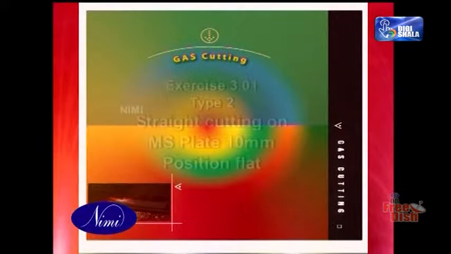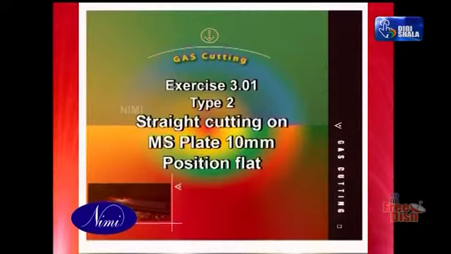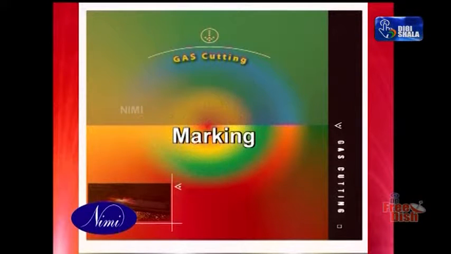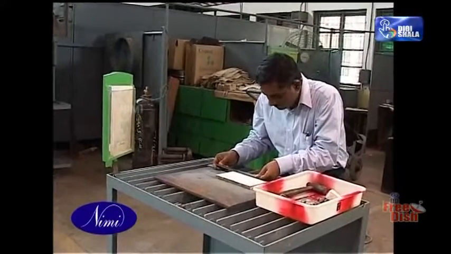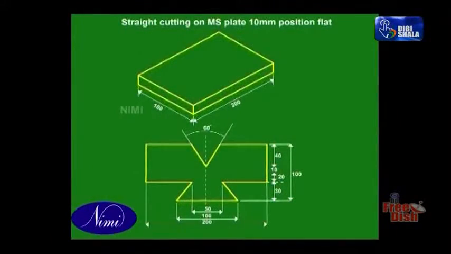Exercise 3.01 Part 2. Straight cutting on MS plate. Position flat. Marking. Before marking, refer to the sketch for outside dimensions of the plate.